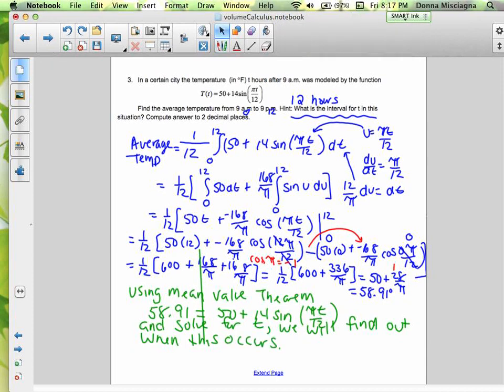So we're not going to actually solve it out, but so long as you understand that if you set your function equal to the average value, you'll find out when our actual temperature was the average temperature. What time was that, when we were at 58.91 degrees? Not worth solving out the equation. It's not that important, so long as you understand how to get the value.